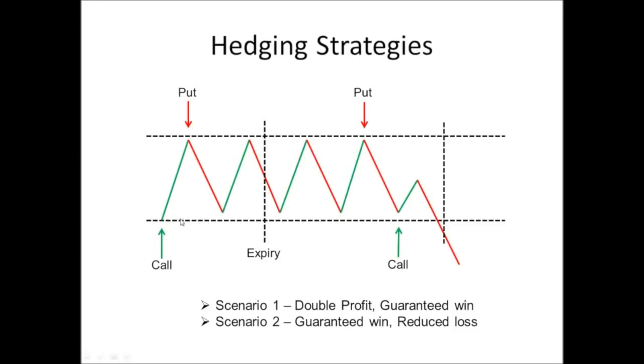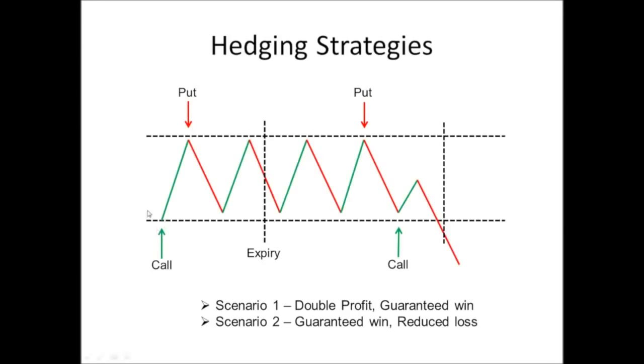First, you need to identify a range, being price moving in between a support and resistance. And quite simply, we want to open calls on support and puts on resistance. Now the reason we want to do that is we will hedge our position.